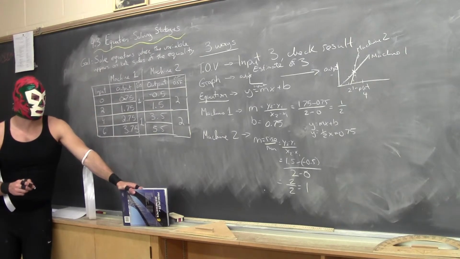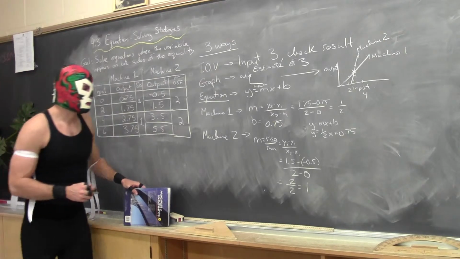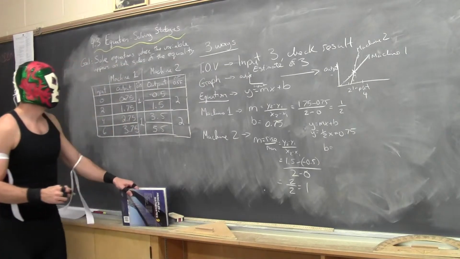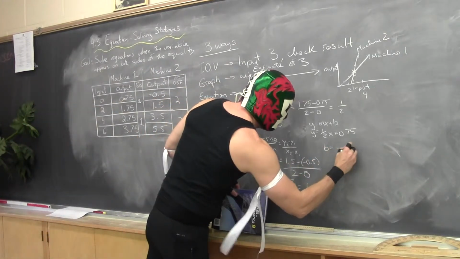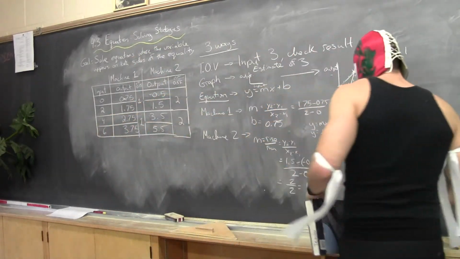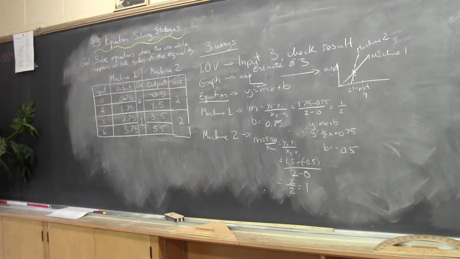Josh in the back is going to tell us how to get our y-intercept for machine 2. The y-intercept for machine 2 is negative 0.5. Very good. So now our equation is what? What's our equation for machine 2?